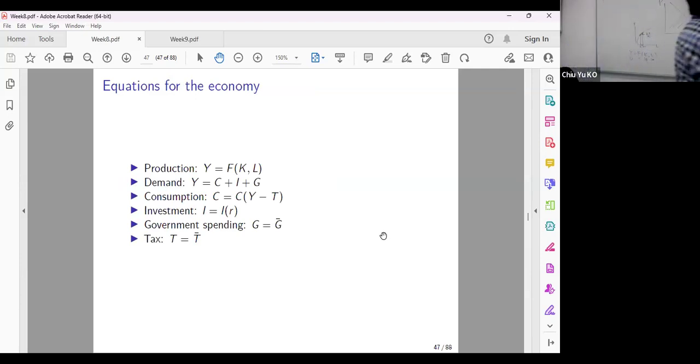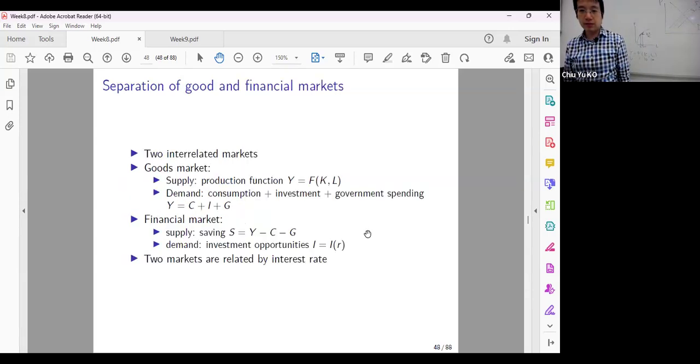Okay? So now we have all the equations there. First is the production side. That will give you the product market. And the demand Y equals C plus I plus G. And consumption function, investment function, government and tax. So from all this we can determine the equilibrium in the long run, okay?